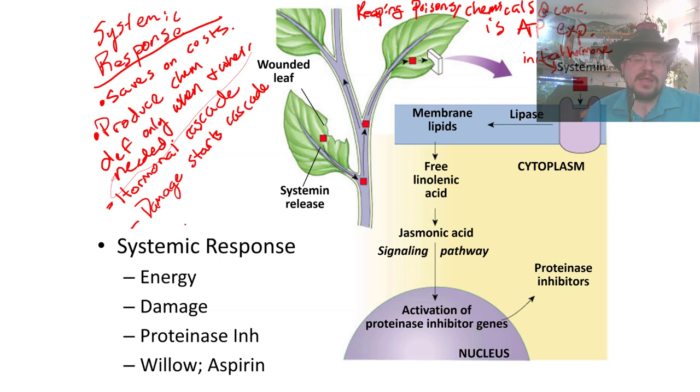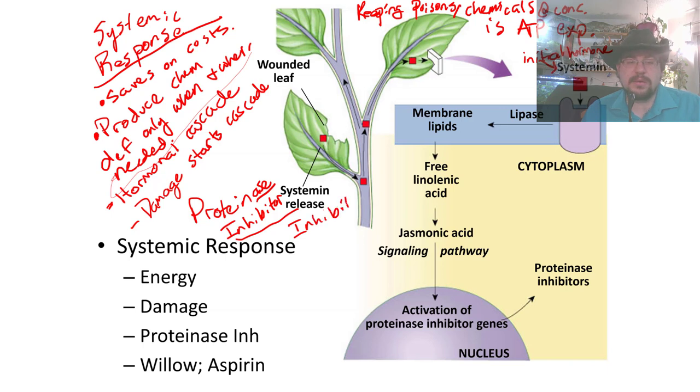One of the most common products of the systemic response is a proteinase inhibitor. ASE means, what do we got here? It's an enzyme. So what you are doing is inhibiting protein digestion. So, at the very least, whatever just ate you isn't going to get any nutrients from it. So, jasmonic acid, right here, that's a proteinase inhibitor. It can bind to digestive enzymes and shut them down. So that's kind of funky.